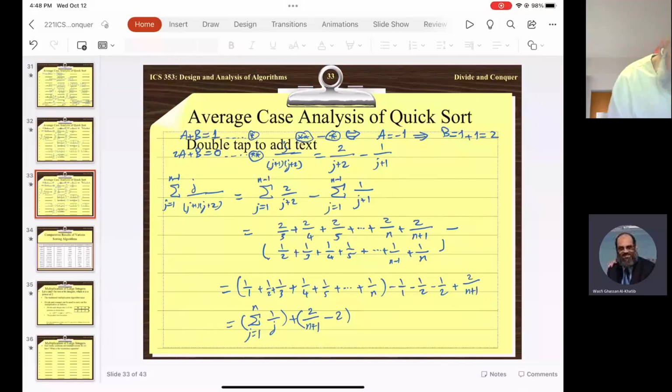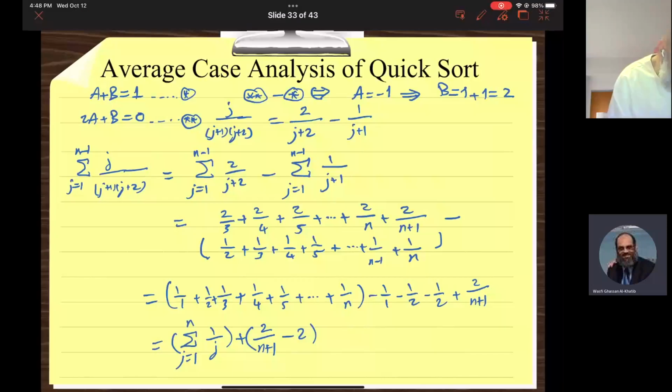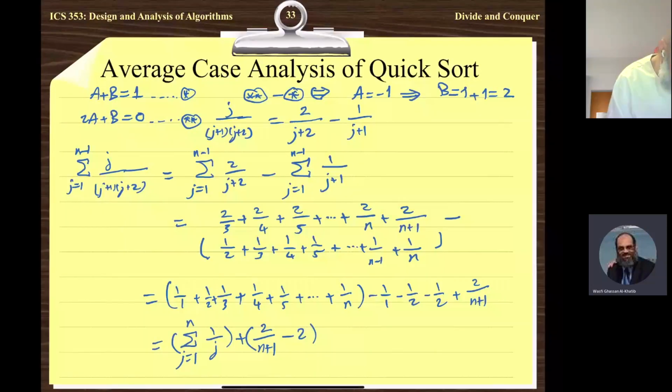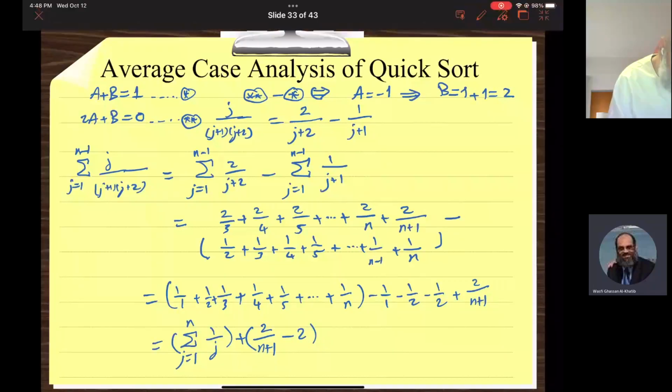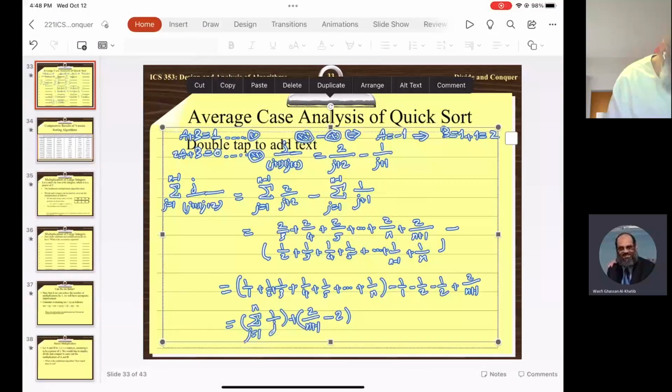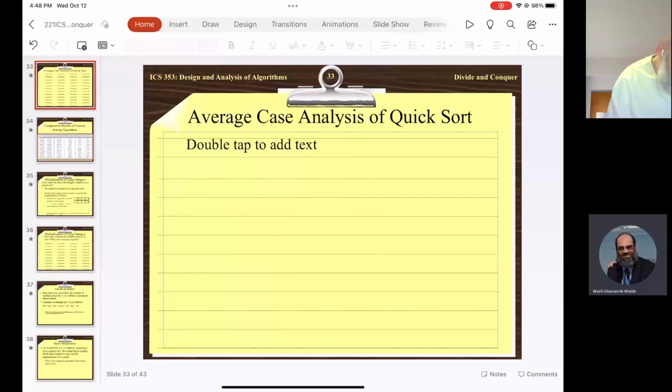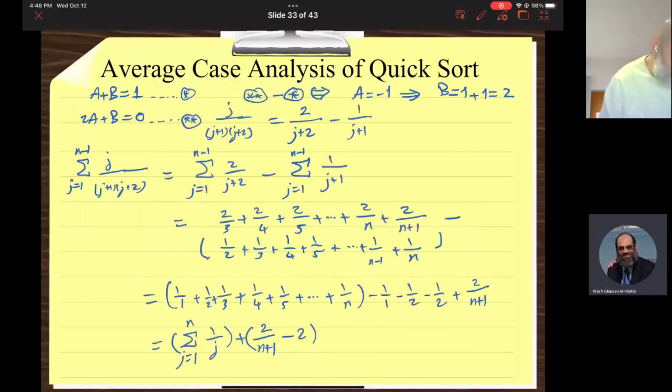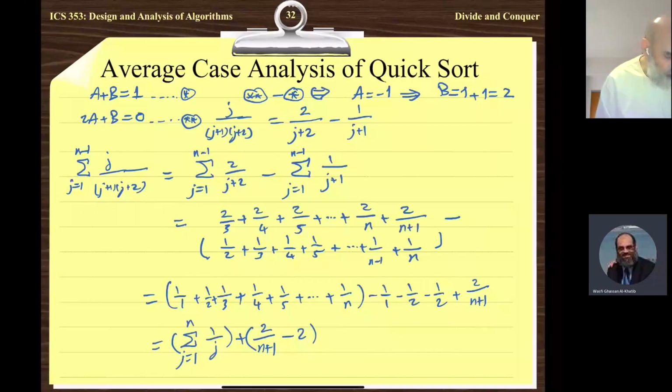Yes. So let's come here. And actually, let me remove this whole thing. Cut. Okay, now we're ready.